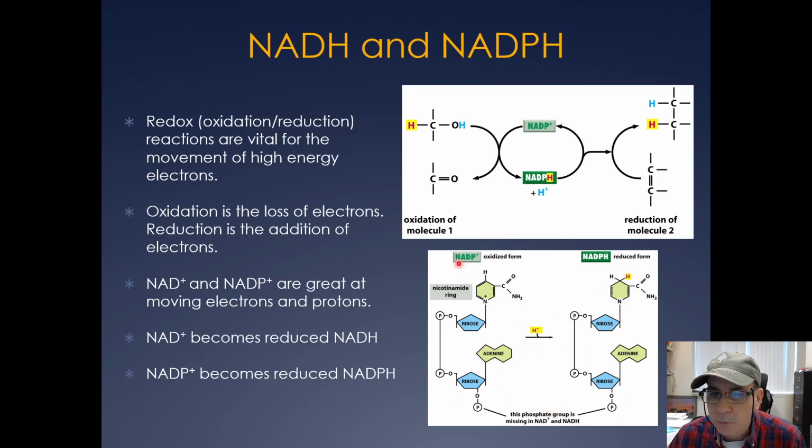Okay, and the big difference between NADP and NAD is this phosphate is missing in NAD and NADH. So NAD plus becomes reduced NADH, and NADP plus becomes reduced NADPH. Okay, and so this would actually be a reducing agent, and this would be an oxidizing agent. And the molecule here, which is actually reduced, becomes oxidized, and this molecule here, which is oxidized, becomes reduced.